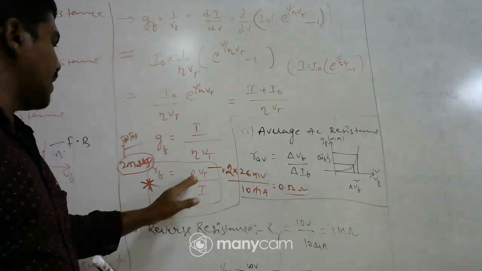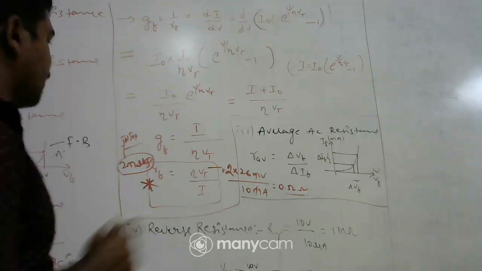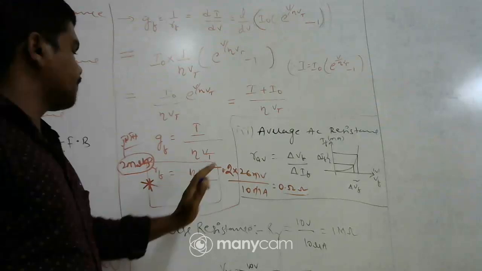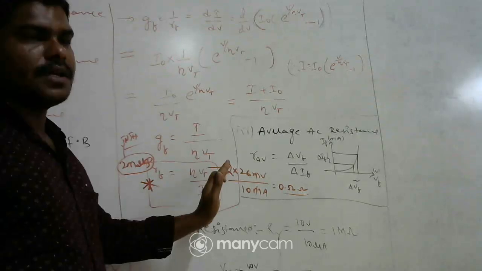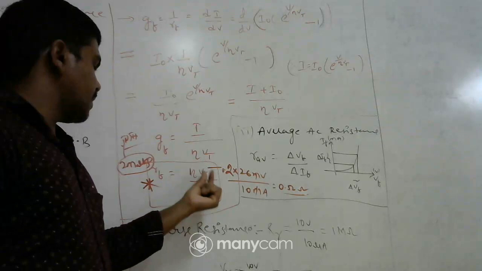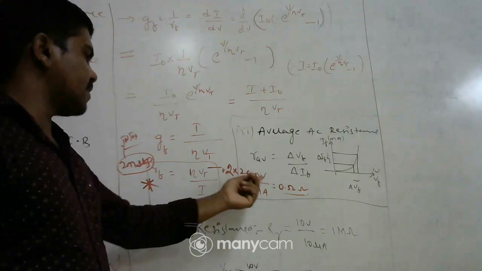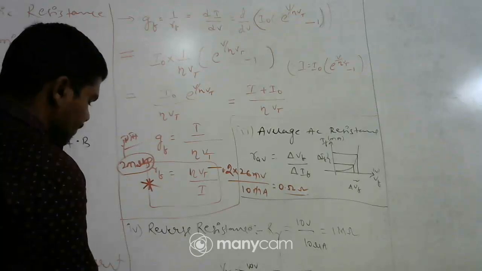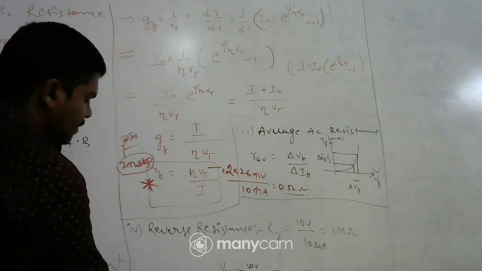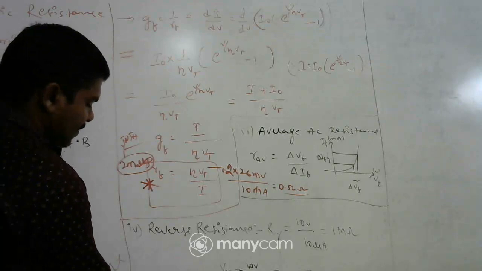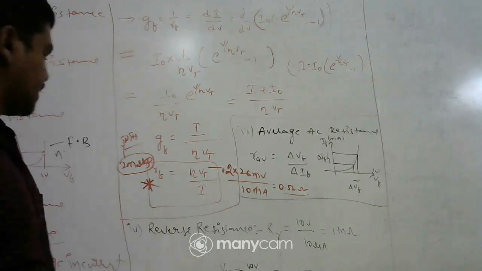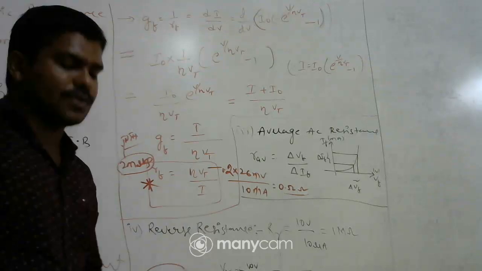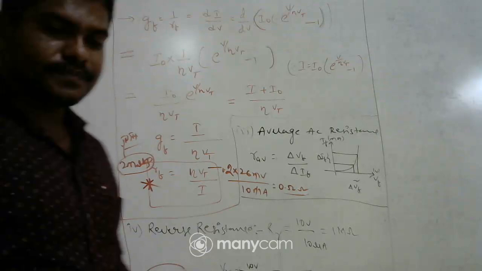Because the diode is made of silicon, we have to take the neta value as 2. At room temperature, the temperature voltage changes with temperature. Directly we can write, otherwise we have a formula for calculation: Vt is equal to T by 11,600. Substitute the temperature and you will get 26 millivolts.